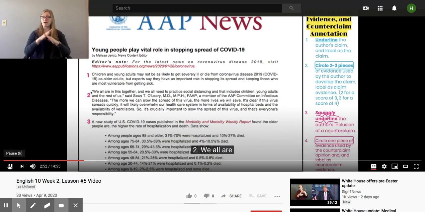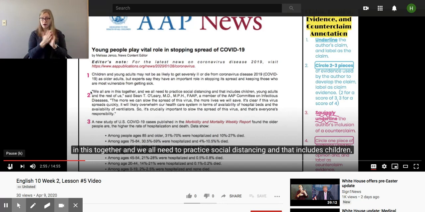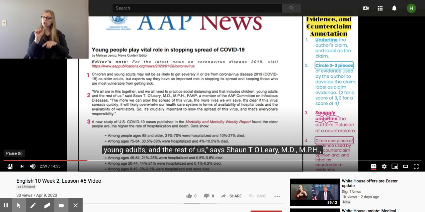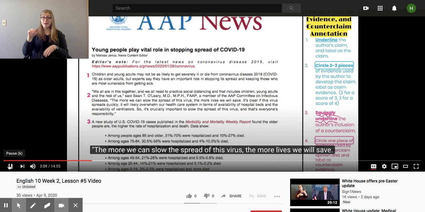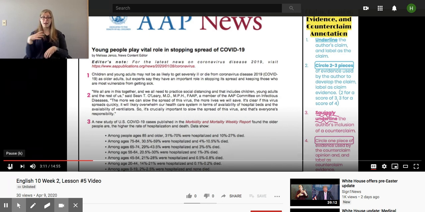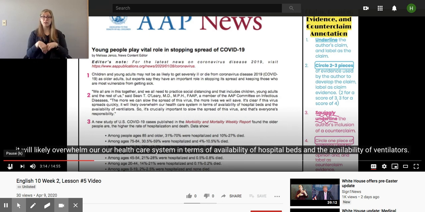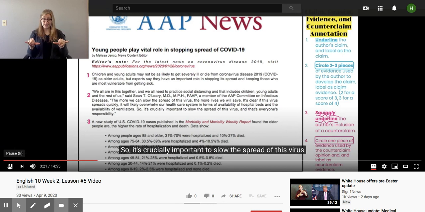We all are in this together, and we all need to practice social distancing, and that includes children, young adults, and the rest of us, said Sean T. O'Leary, MD, MPH, FAAP, a member of the AAP Committee on Infectious Diseases. The more we can slow the spread of this virus, the more lives we will save. It's clear if this virus spreads quickly, it will likely overwhelm our healthcare system in terms of availability of hospital beds and the availability of ventilators. So it's crucially important to slow the spread of this virus, and that's everyone's responsibility.